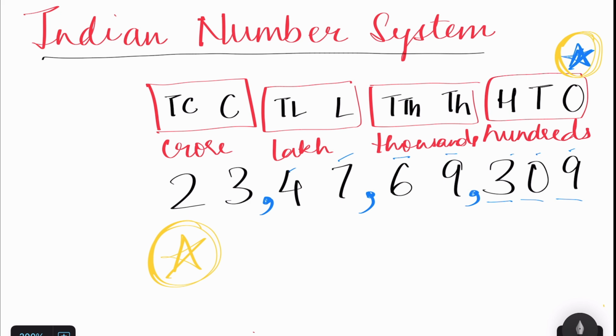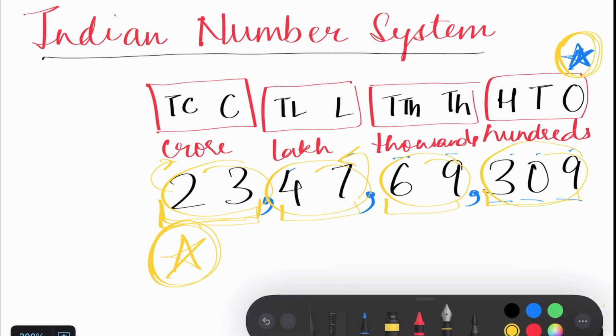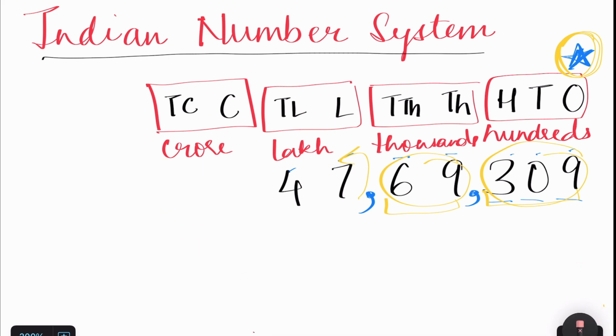So let's see how we say the number name. This is 23, it's one family, right? So this is 23 crore, 47 lakh, 69,309, right? Let me just repeat that for you. Look at it very carefully. 23 crore, 47 lakh, 69,309. I hope you are getting the gist of it, but don't worry, we will be practicing more.